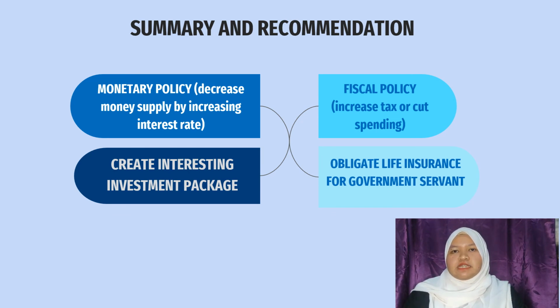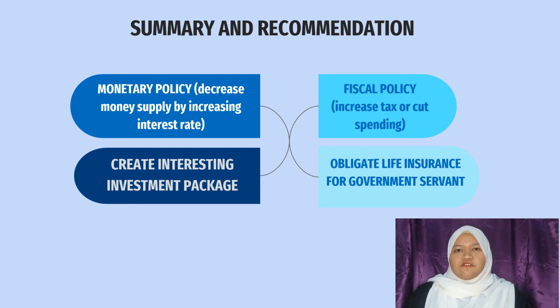When disposable income has increased, the demand for goods and services will decline as well. Producers tend to decrease the price of goods and services since demand has declined. Government also can cut their spending to control inflation.